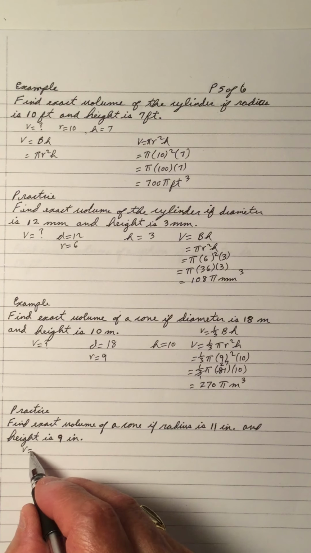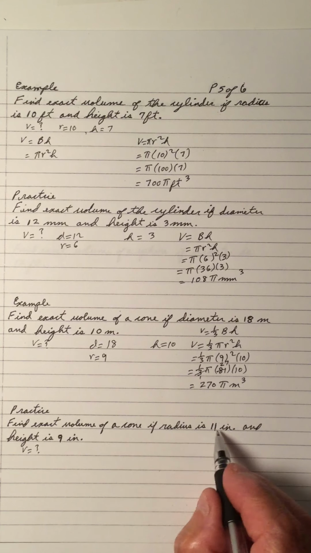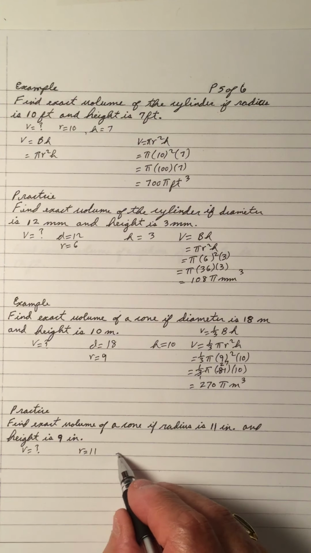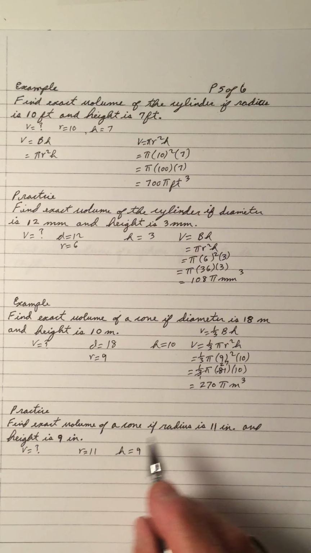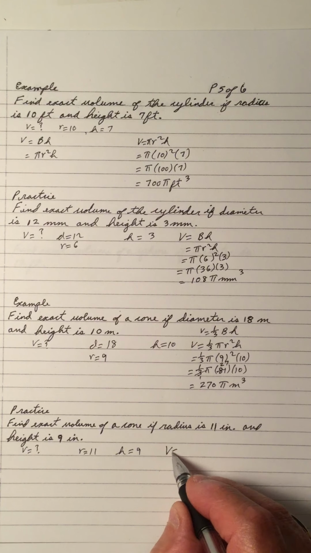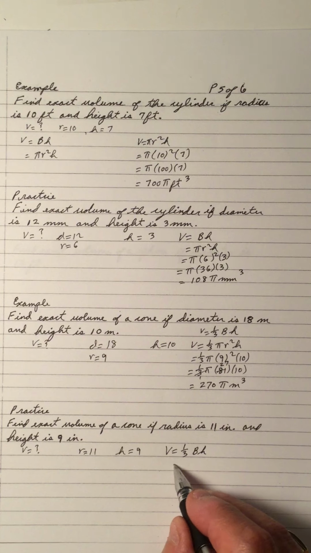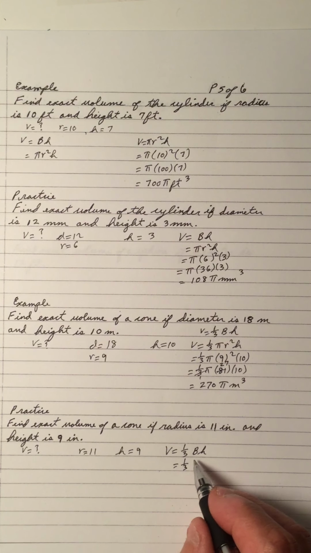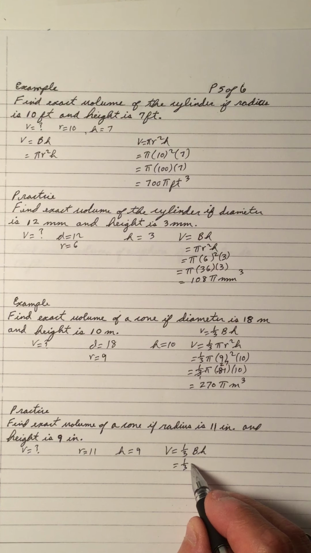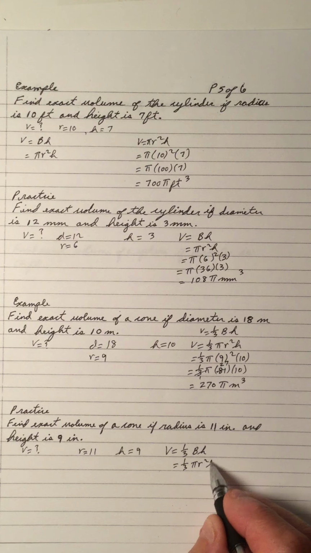So the volume is what we're trying to find. The radius is 11, so r is 11. The height is 9, so the height is 9. The volume of a cone is 1/3 base area times height. And a cone is coming from a cylinder, so the base area of a cylinder is a circle. So pi r squared times the height.